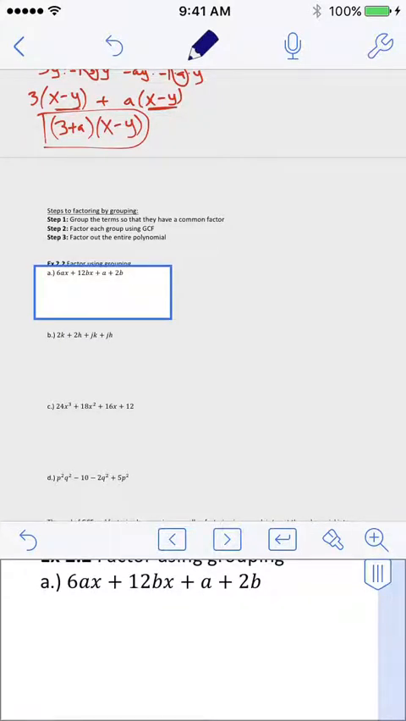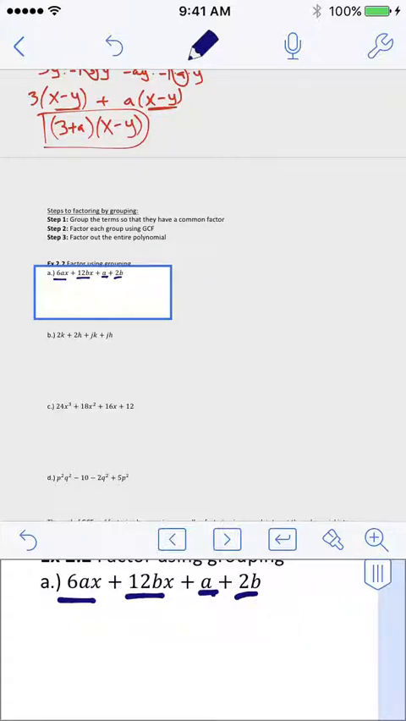Okay, so here I've got 6ax plus 12bx plus a plus 2b. Looking at this, I don't see anything in common across the board. That's always my first check. I always want to make sure there's not a GCF they all have in common, because if I don't take that out, I could be dealing with some big numbers, and I don't want to deal with big numbers. This one has no coefficient, this one doesn't have an A, those two don't have X's, and that one doesn't have a B. So that leaves no GCF across the board.